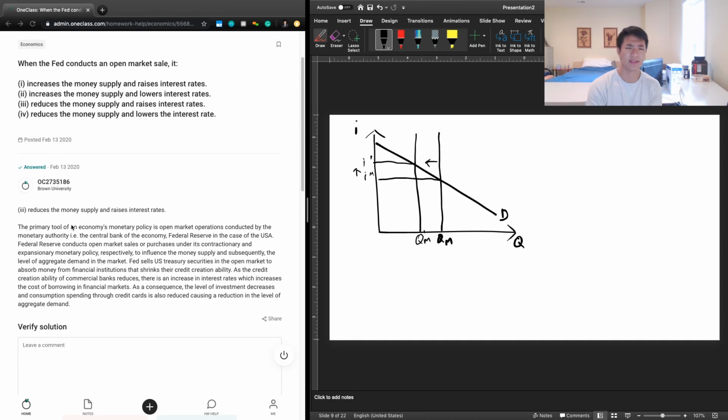And so let's take a look at the previous tutor's answer. The previous tutor said that it reduces the money supply and raises interest rates, which is the case. The primary tool for an economy's monetary policy is open market operations conducted by the monetary authority, i.e. the central bank of the economy, which is the Federal Reserve for the United States. Federal Reserve conducts open market sales or purchases under its contractionary and expansionary monetary policy, respectively, to influence the money supply and subsequently the level of aggregate demand in the market.